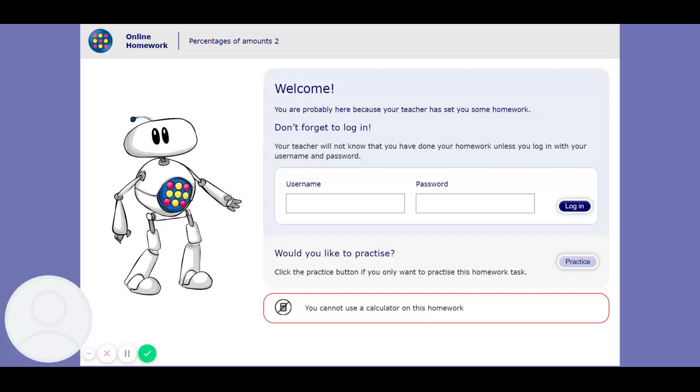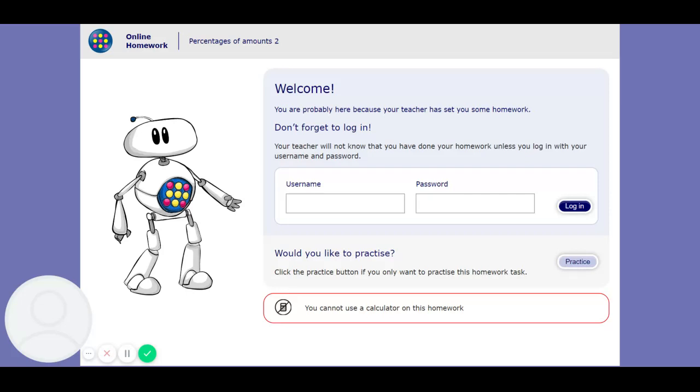Hi, so this is the tutorial for MyMaths Homework Percentages of Amount 2. As always, go through the lesson first. It explains a lot of what I'm going to be talking about now. I'm going to assume that you've already done that before you're watching this video.